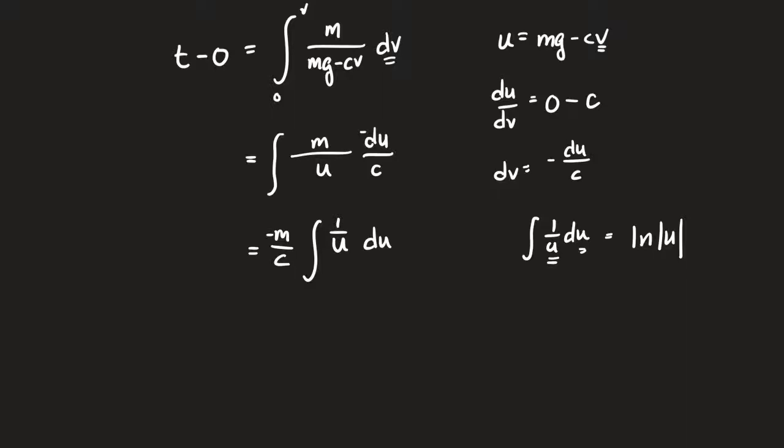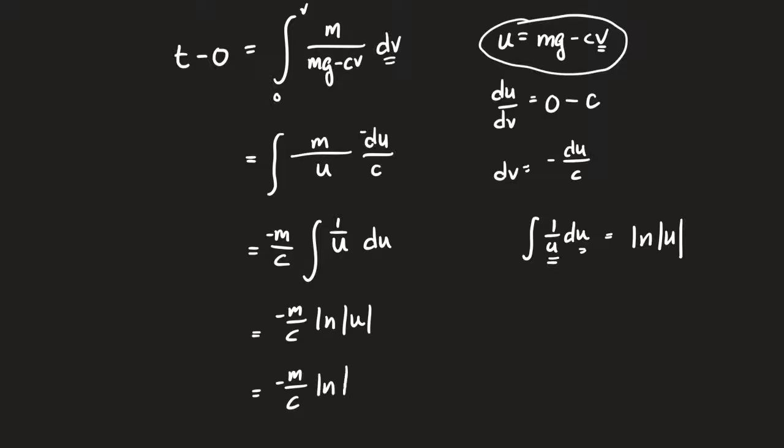Okay, any questions to this point? All right, so we're going to do that as our integral. Now, I'm going to hit pause. So, I'll get negative m over c times the natural log of u. Now, it's at this moment that you go back and take what you did for your substitution and put it back into your equation. So now I'll get negative m over c natural log of mg minus cv, and that equals t.